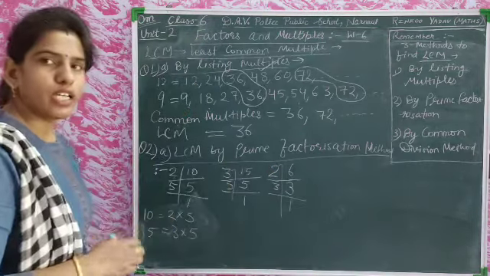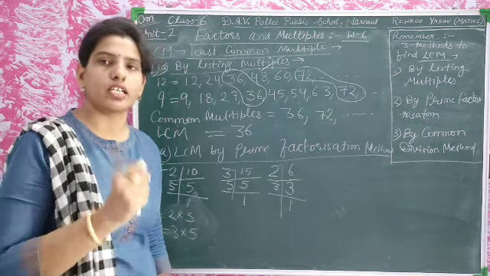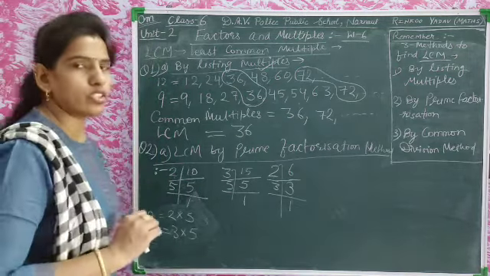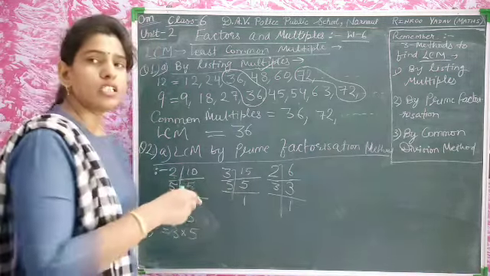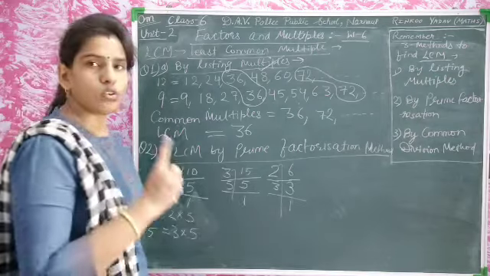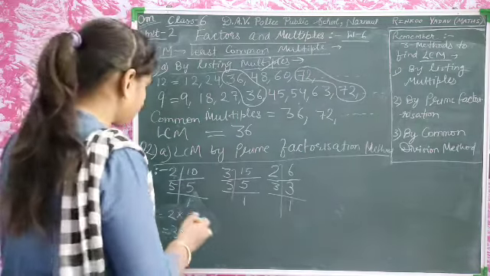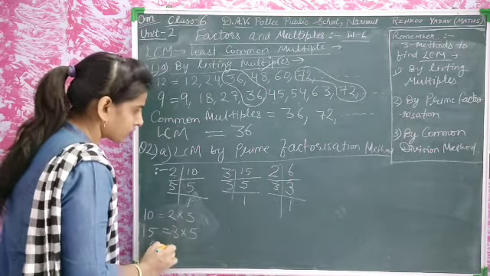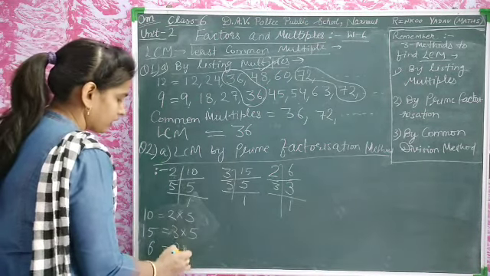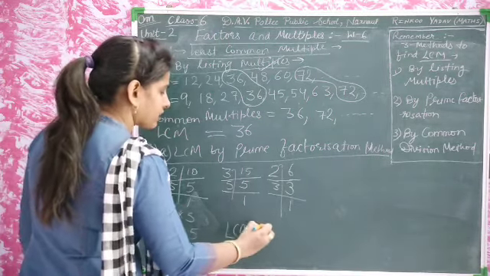Is this clear, students? If you can't understand this, then rewind this video and listen again. These are the previous class questions, so I will not do them all here. So many questions are there. I will do only one question, and the remaining parts you will do yourself. Okay, students. Now the number 6 has prime factorization 2 into 3. So students, we will have to make the LCM here.